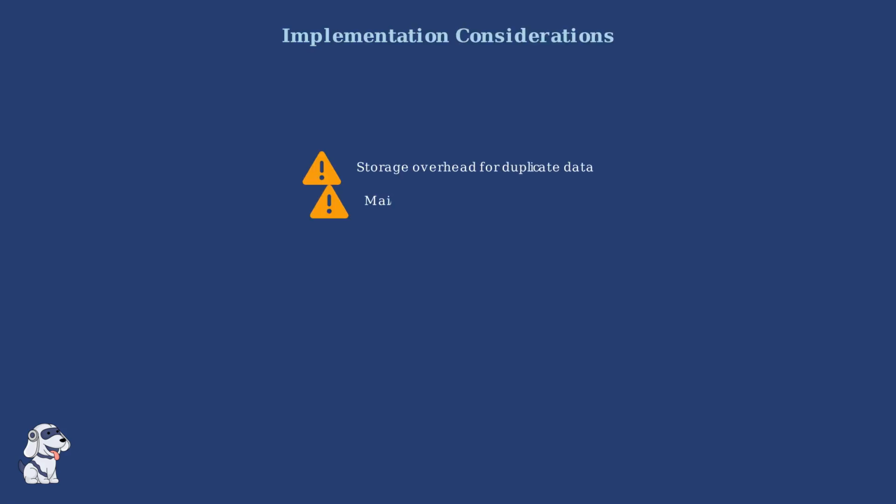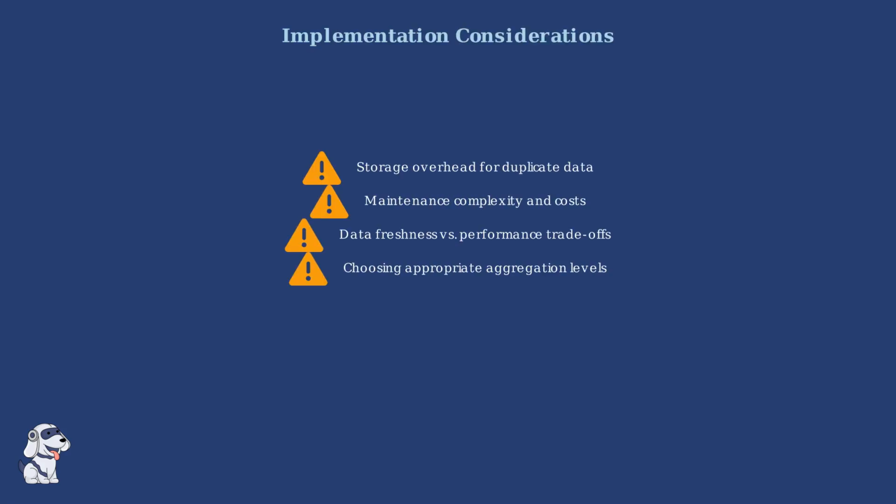user engagement metrics. When implementing summary tables, several factors must be considered. There's additional storage overhead for duplicate data. Maintenance complexity and costs increase with the number of summary tables. Organizations must balance data freshness against performance requirements. Finally, choosing the right aggregation levels is crucial for meeting analytical needs without over-engineering the solution.